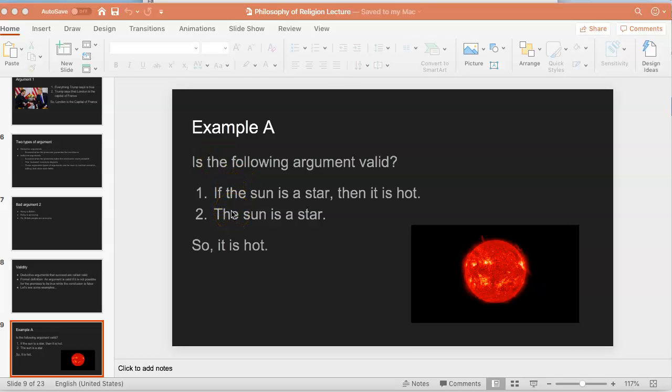Okay, so first argument. Is the following argument valid? If the sun is a star, then it is hot. The sun is a star, so it is hot. Not a very interesting argument, but yes, it's valid.